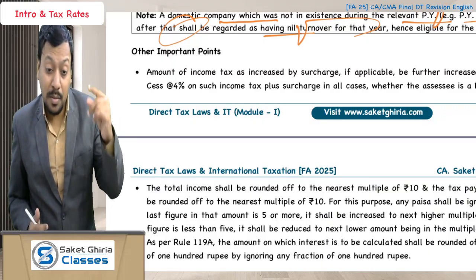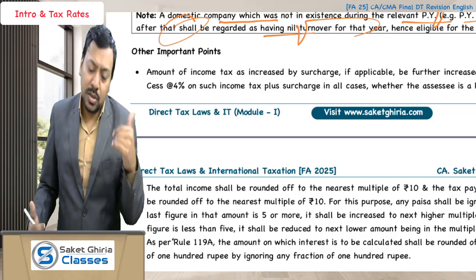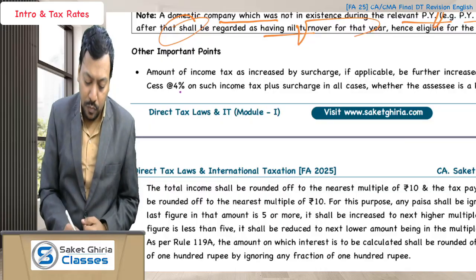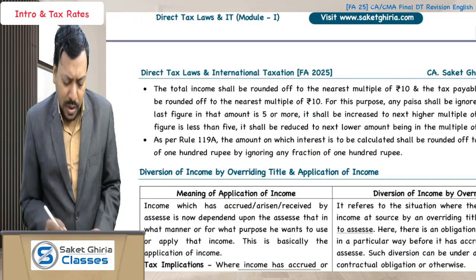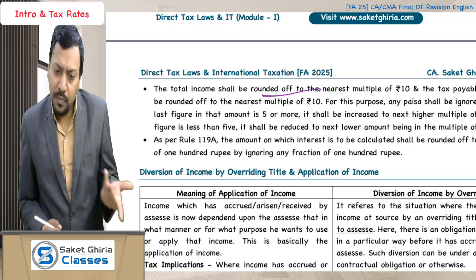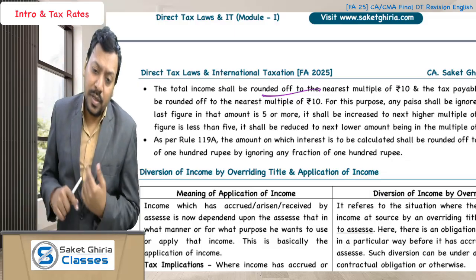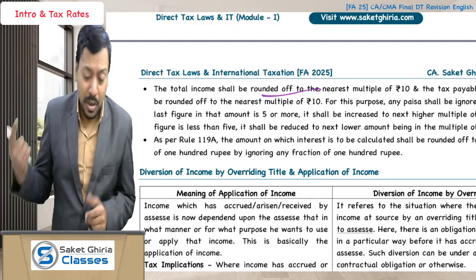Any income tax plus surcharge shall further be increased by an additional surcharge known as health and education cess at the rate of 4%. Okay, you know that if the total income is not in the multiples of 10, it should be converted into the multiples of 10. In the same way, if the tax liability is not in the multiples of 10, it will be converted into the multiples of 10.